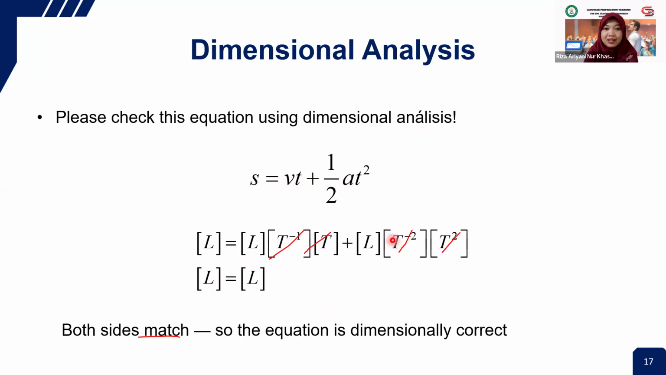Okay? Yeah, the one half is ignored because it's just a constant. You know L plus L should be 2L, right? But the 2 is also ignored. Okay? T to the power of minus 1 and T here cancel each other. This also cancels each other. Yeah. So you already understand about dimensional analysis.